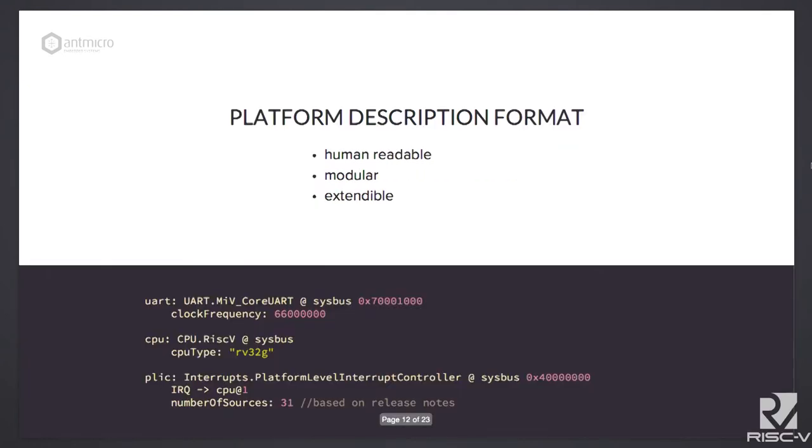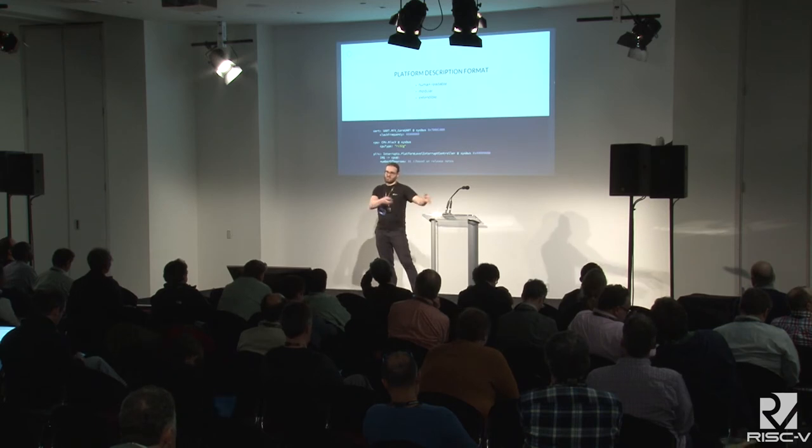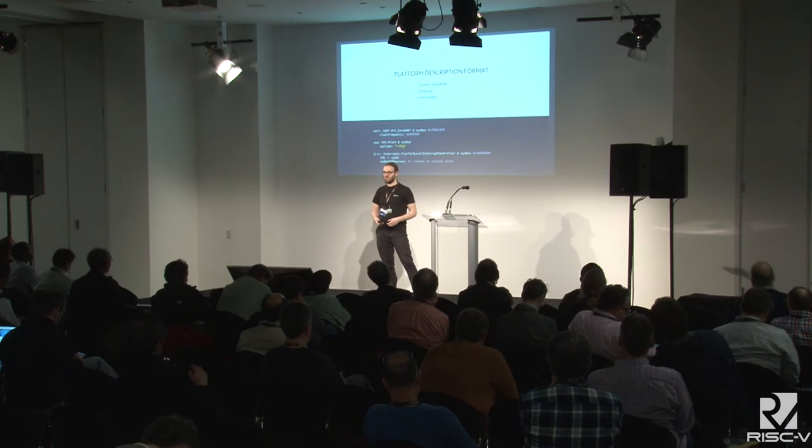So our platform description format is, like, a short excerpt, but it gives you a feeling of what it is. So instantiating new peripherals is quite simple. You name it, you say what class it is, you connect it to the system bus at some address, you set some parameters, and that's it. Assuming, of course, that you have the model, building your platform, it might be a system on chip or a whole board or even a set of boards, is very, very simple.